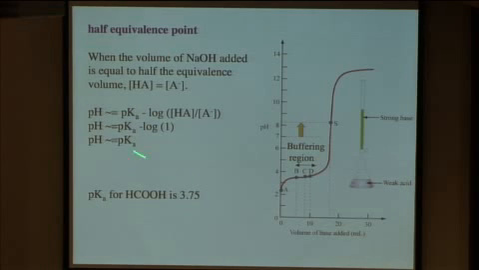So at this point, the concentration of HA equals the concentration of A minus. Equal number of moles in the same volume. Those are equal. You can use Henderson-Hasselbalch here and find that if they're equal, you're talking about minus log of 1. So the pH is going to equal the pKa.